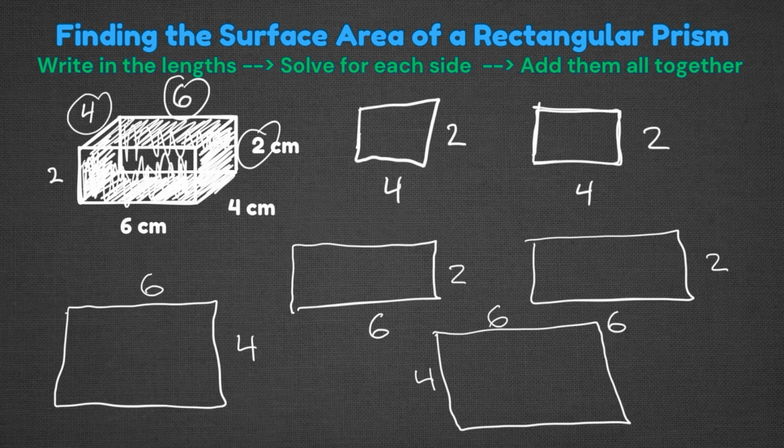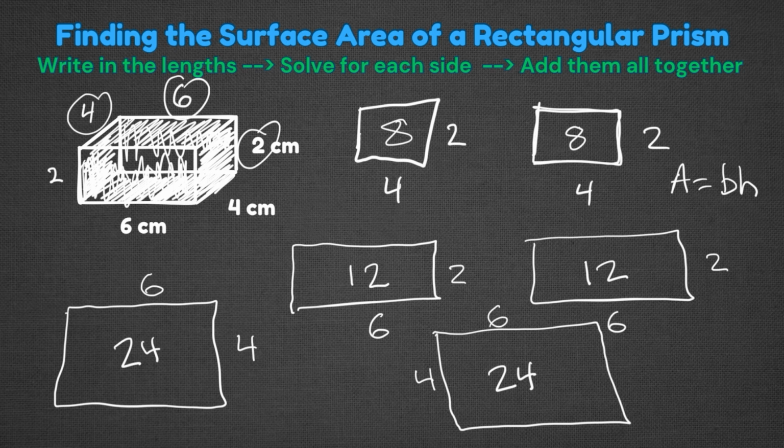Now that I have all 6 sides of this rectangular prism written down, I can find the area of all of these shapes. I know that the way to find the area of a rectangle is base times height. So the 4 by 2 is going to have an area of 8. This 4 by 2 is going to have an area of 8. 6 by 2 is going to have an area of 12. This 6 by 2 will have an area of 12. And this 6 by 4 will have an area of 24. And so will its twin over here.